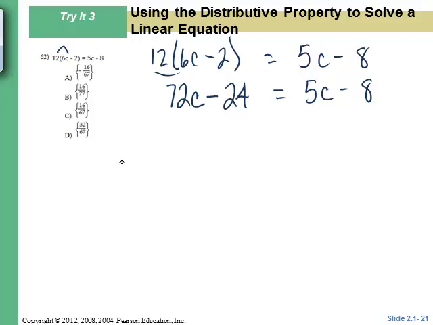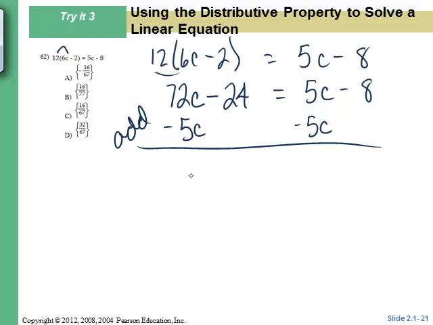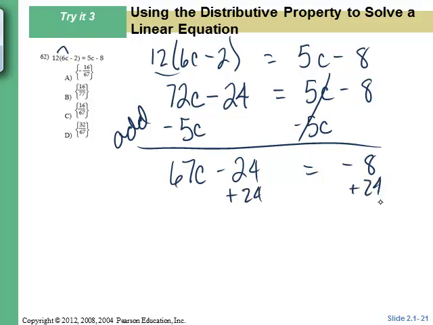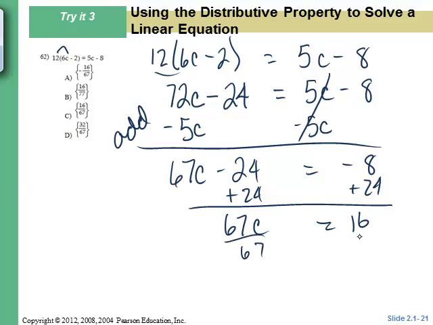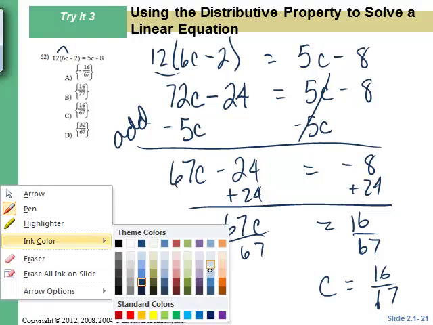So now it's time to add to get everything on the same side. I just like to add the smaller number to each side. In this case, subtract 5c from each side. So I get 67c minus 24 equals negative 8. Add 24 to both sides. We get 67c equals 16. Divide both sides by 67. C equals 16 over 67. Let's check and make sure we got the right answer.